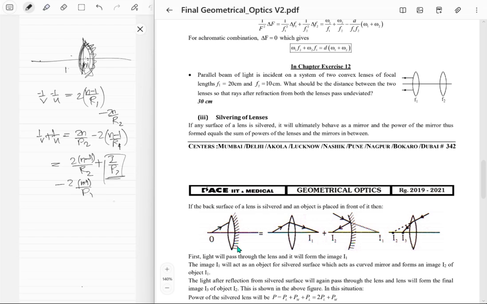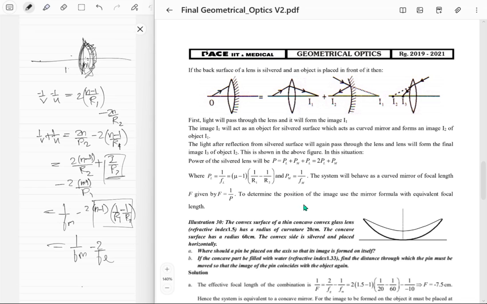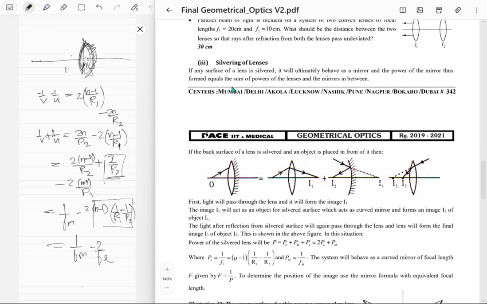Look at this, it's just the 1 upon the focal length of the mirror, right, of this mirror. And look at this, minus 2 n minus 1, then you got 1 upon r1 minus 1 upon r2. It's just the focal length of the lens. So it's going to be 1 upon focal length mirror minus 2 upon focal length lens, right? That's what 1 upon u plus 1 upon v will be. So that's silvering of lens.